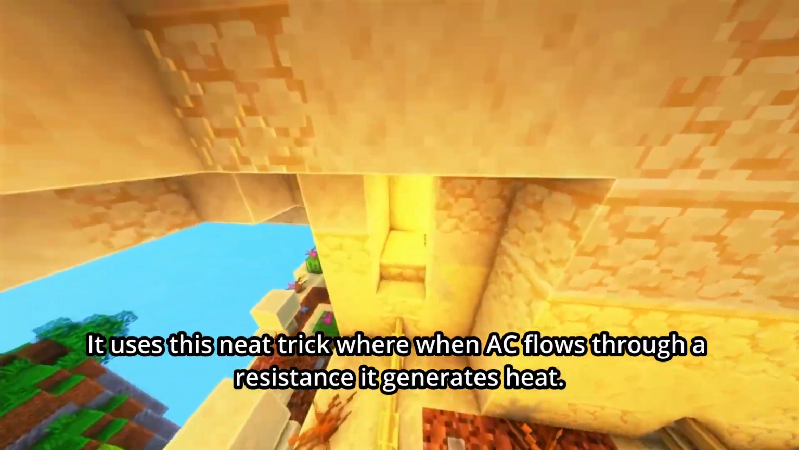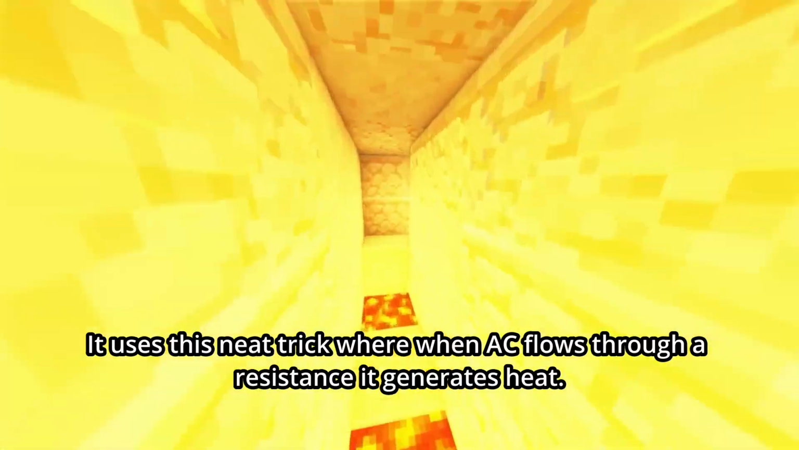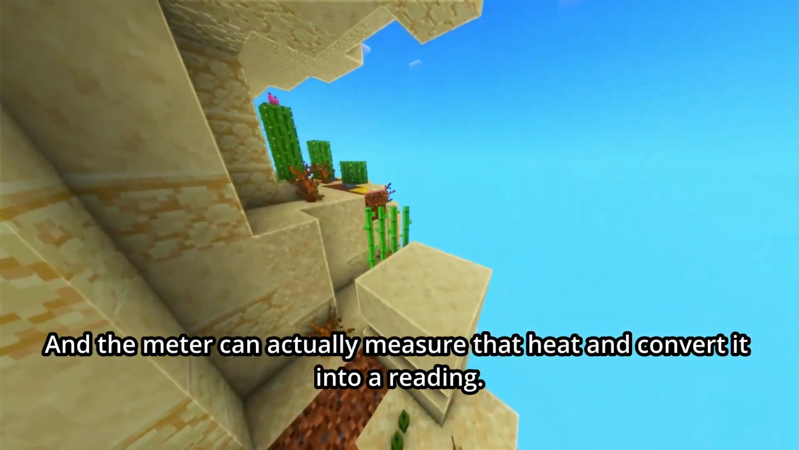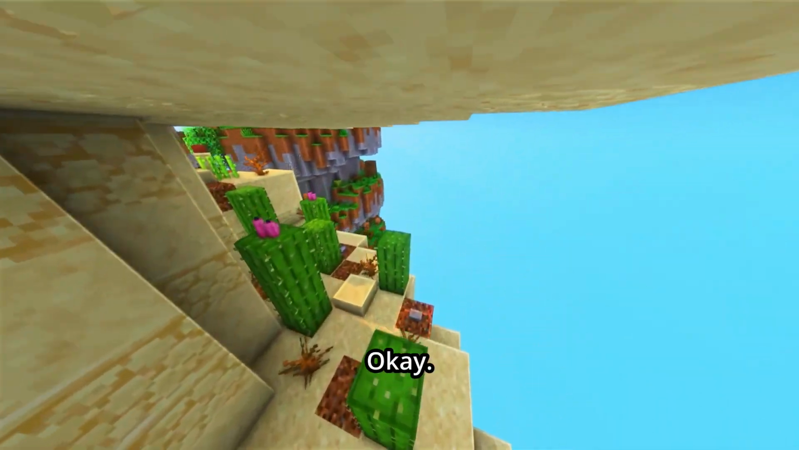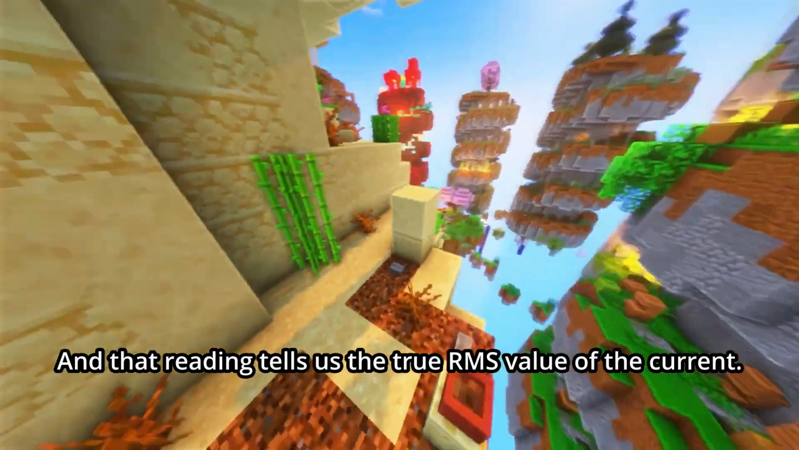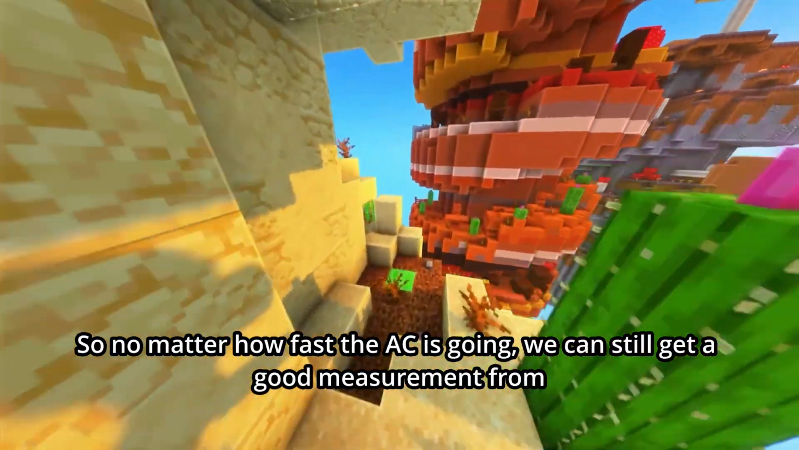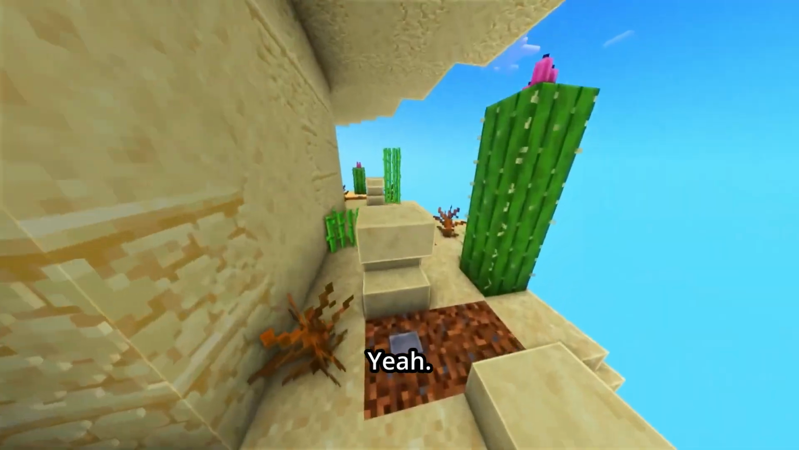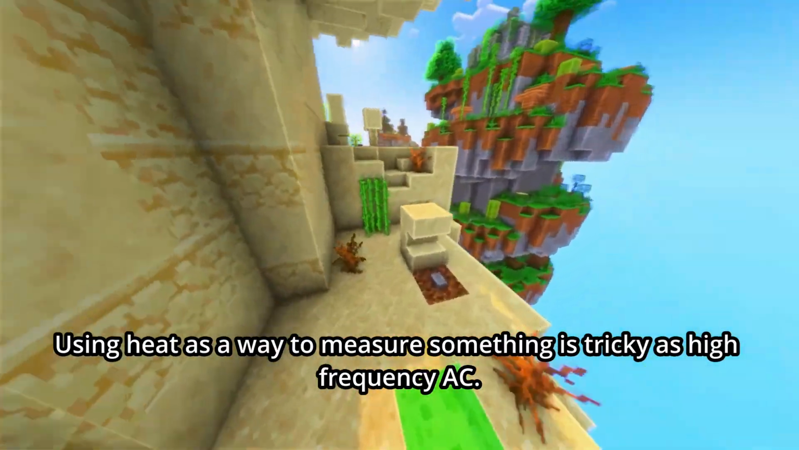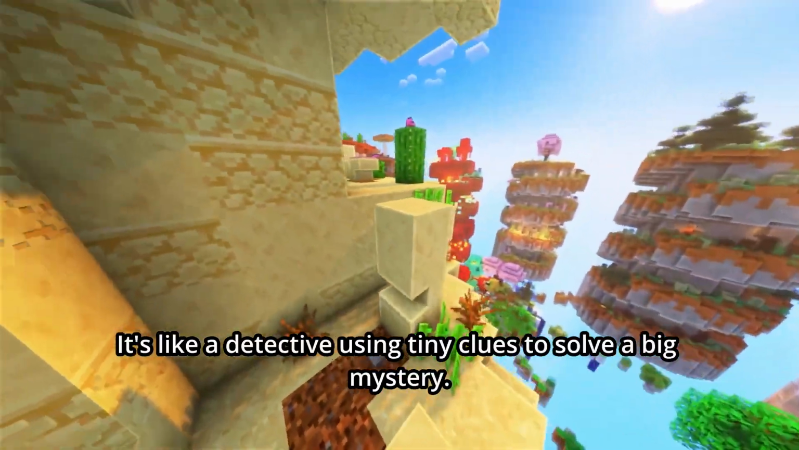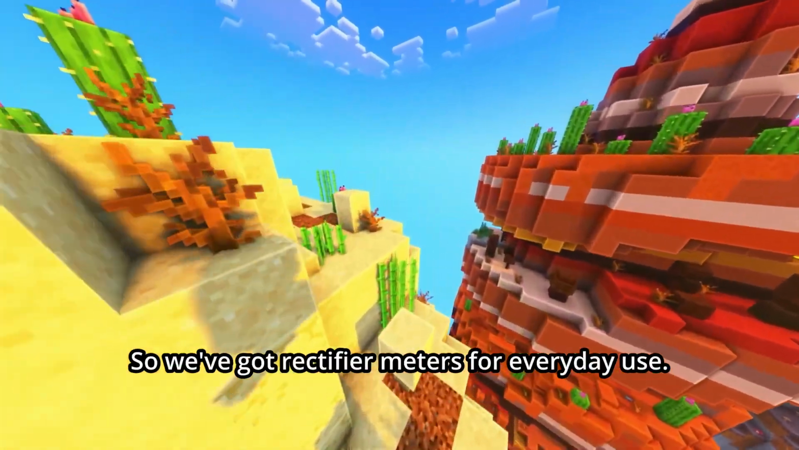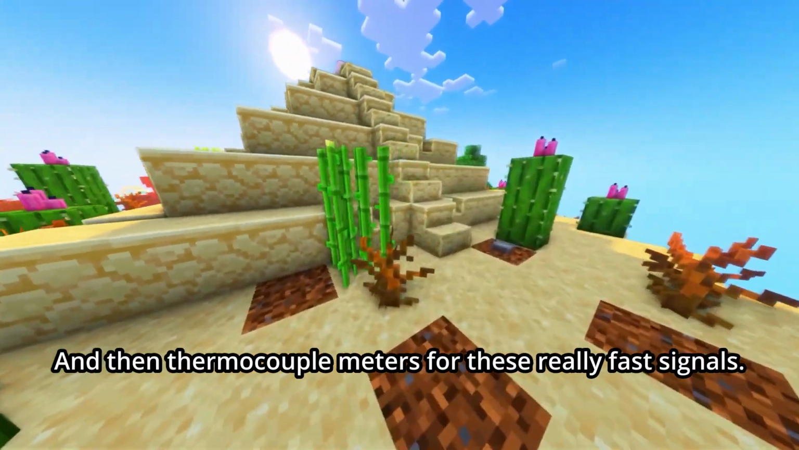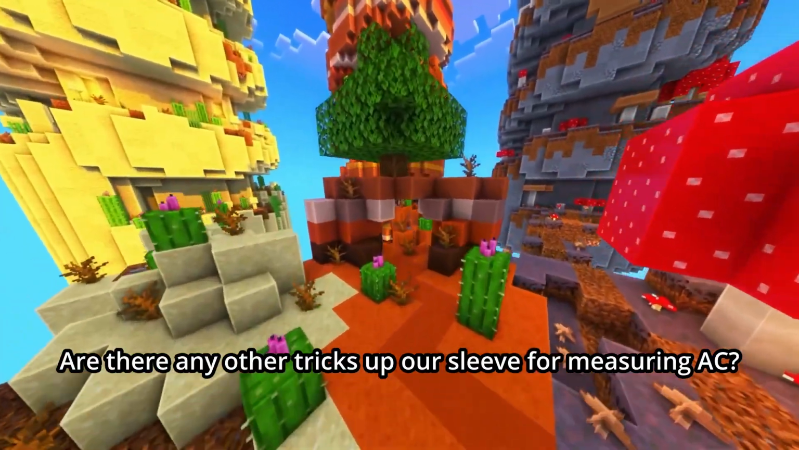It uses this neat trick where when AC flows through a resistance, it generates heat. And the meter can actually measure that heat and convert it into a reading. And that reading tells us the true RMS value of the current. So no matter how fast the AC is going, we can still get a good measurement from the heat it produces. Exactly. That's really brilliant. Using heat as a way to measure something as tricky as high-frequency AC. It is. It's like a detective using tiny clues to solve a big mystery. So we've got rectifier meters for everyday use, and then thermocouple meters for these really fast signals. Are there any other tricks up our sleeve for measuring AC?